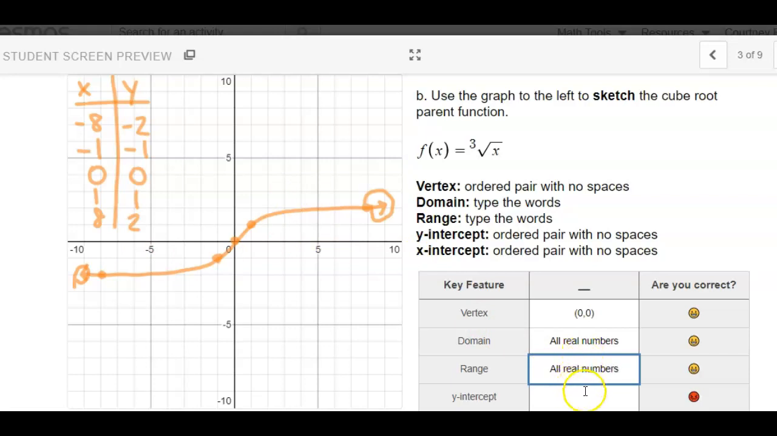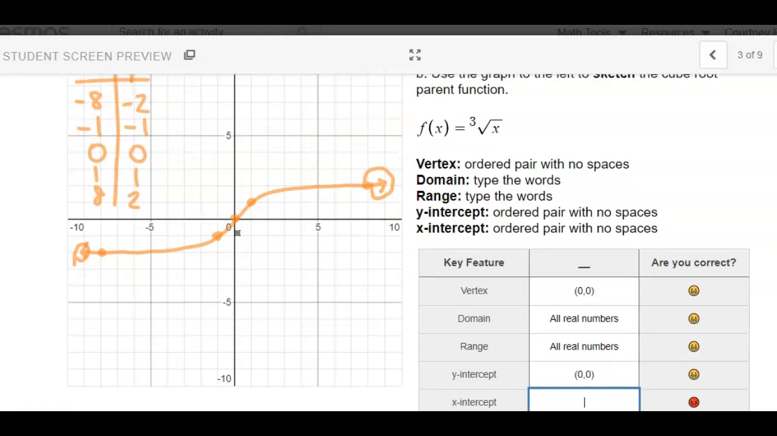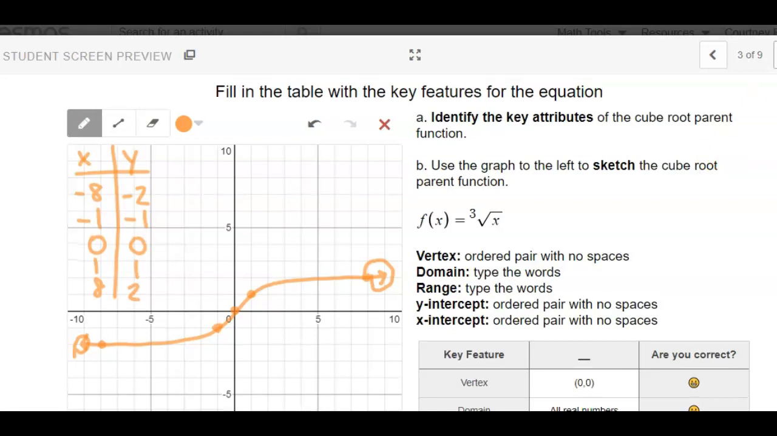The y-intercept, the place where the graph crosses the y-axis, would be right here in the middle at the vertex. So that's 0, 0. And then the place where the graph crosses the x-axis would be, again, right here at 0, 0. Okay, so I'm going to move on to my next question.